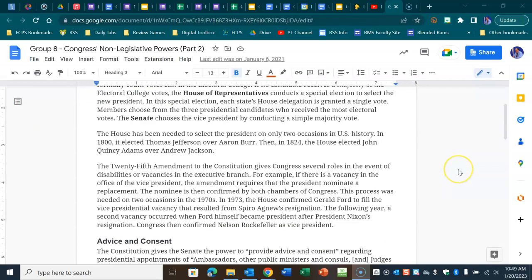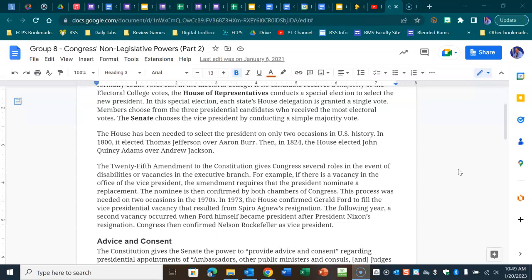The House has been needed to select the president only 2 times in U.S. history. In 1800, it elected Thomas Jefferson over Aaron Burr, and then in 1824, the House selected John Quincy Adams over Andrew Jackson. The 25th Amendment to the Constitution gives Congress several roles in the event of disabilities or vacancies in the executive branch. For example, if there is a vacancy in the office of the president, the amendment requires that the president nominate a replacement. The nominee is then confirmed by both chambers of Congress.